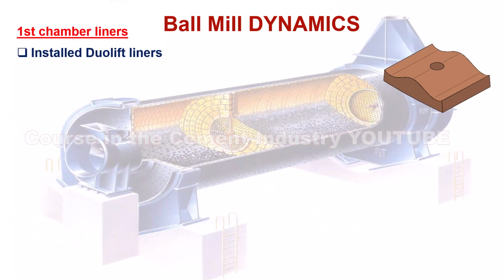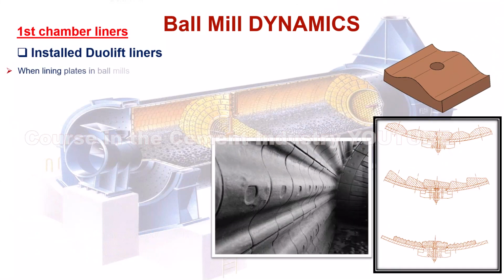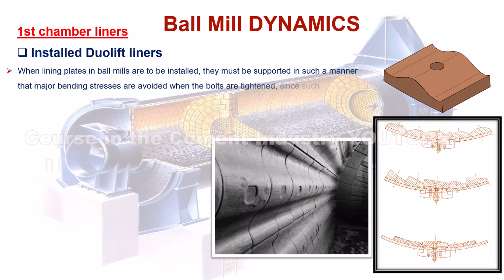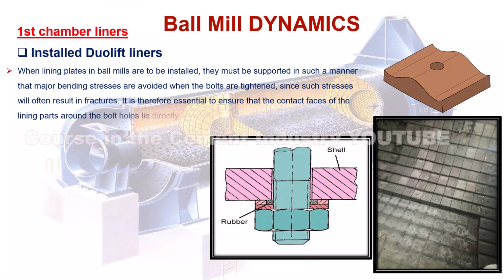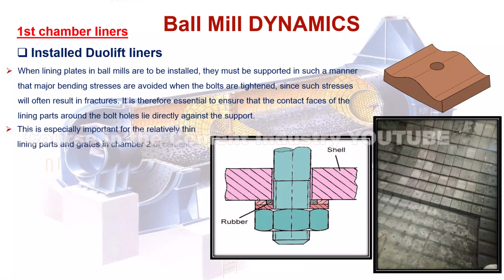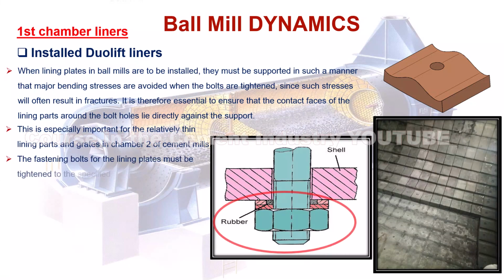Installed dual lift liners. When lining plates in ball mills are to be installed, they must be supported in such a manner that major bending stresses are avoided when the bolts are tightened, since such stresses will often result in fractures. It is therefore essential to ensure that the contact faces of the lining parts around the bolt holes lie directly against the support. This is especially important for the relatively thin lining parts and grates in chamber 2 of cement mills. The fastening bolts for the lining plates must be tightened to the specified torque level and retightened after the start of the mill until the torque remains constant.